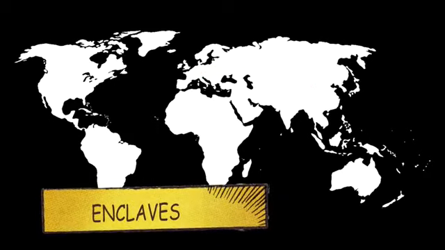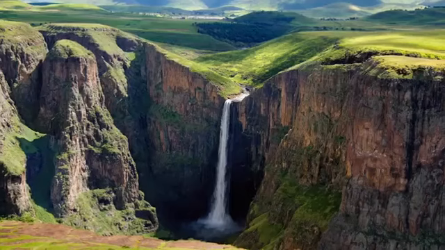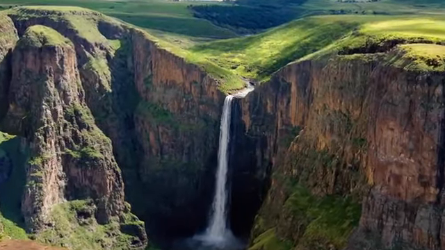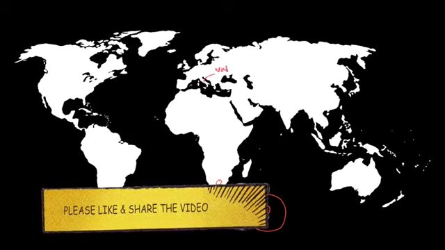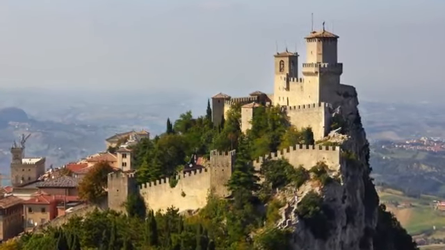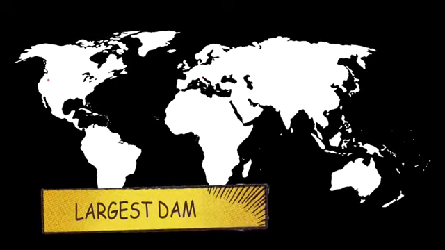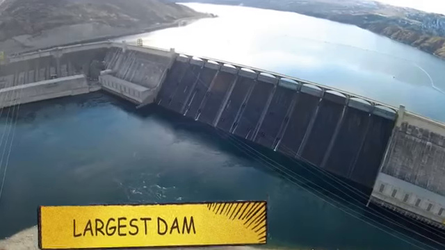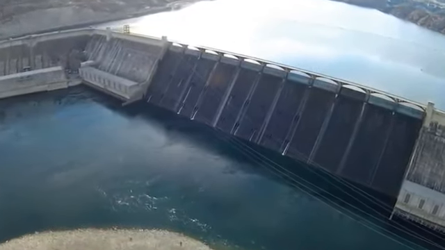An enclave is a country that is surrounded completely by another country. So there are three examples of enclaves. The first one is Lesotho, which is enclaved by South Africa. Then we have Vatican City and San Marino, enclaved by Italy. The largest dam in the world is in USA in the state of Washington near Seattle. The name is Grand Coulee.